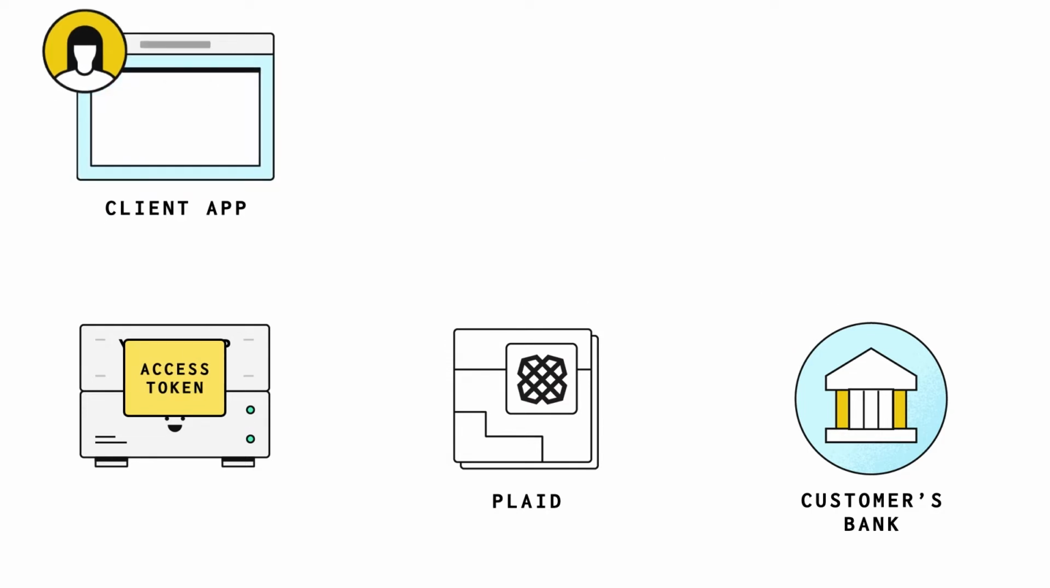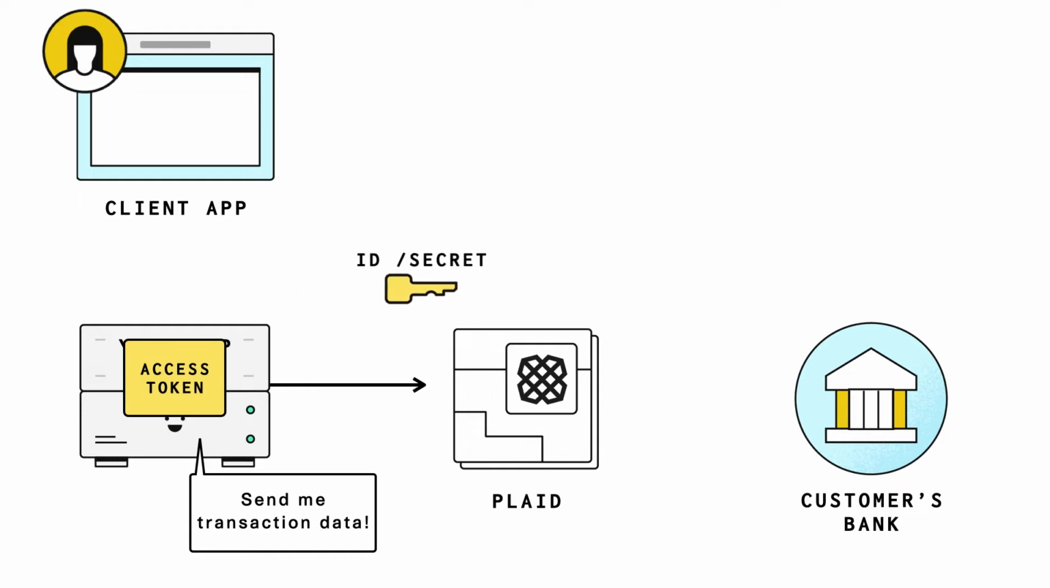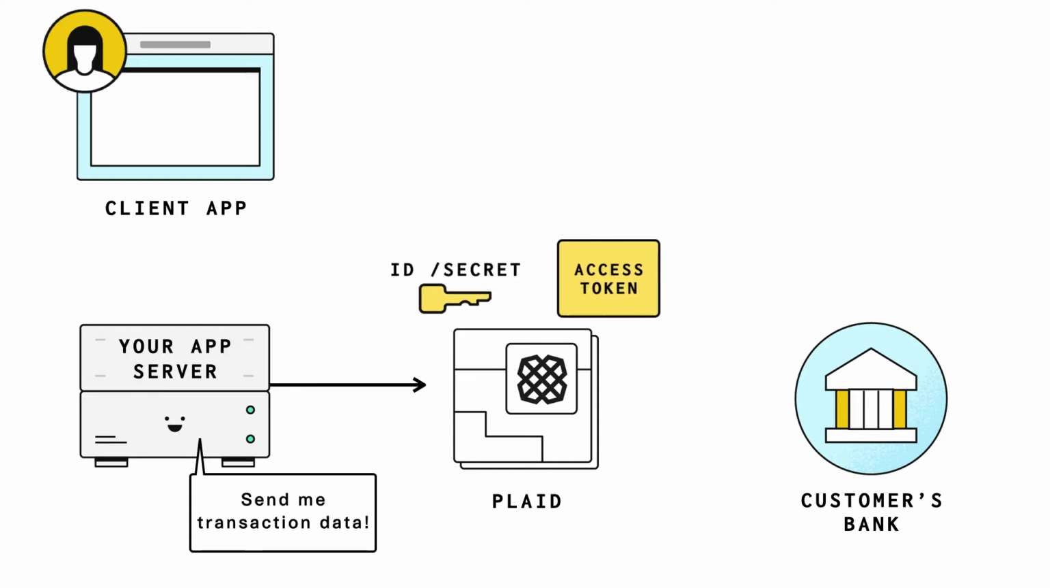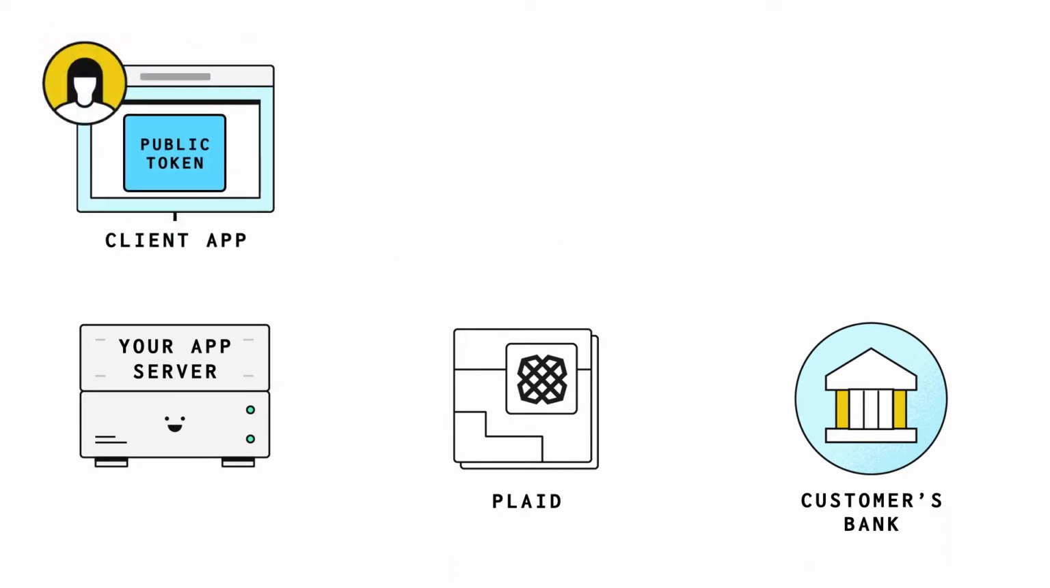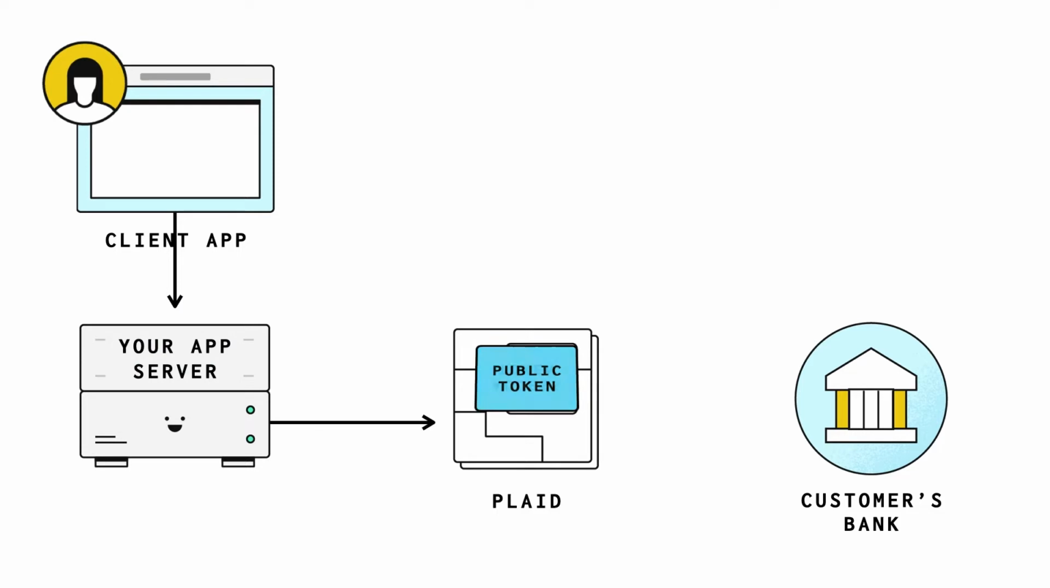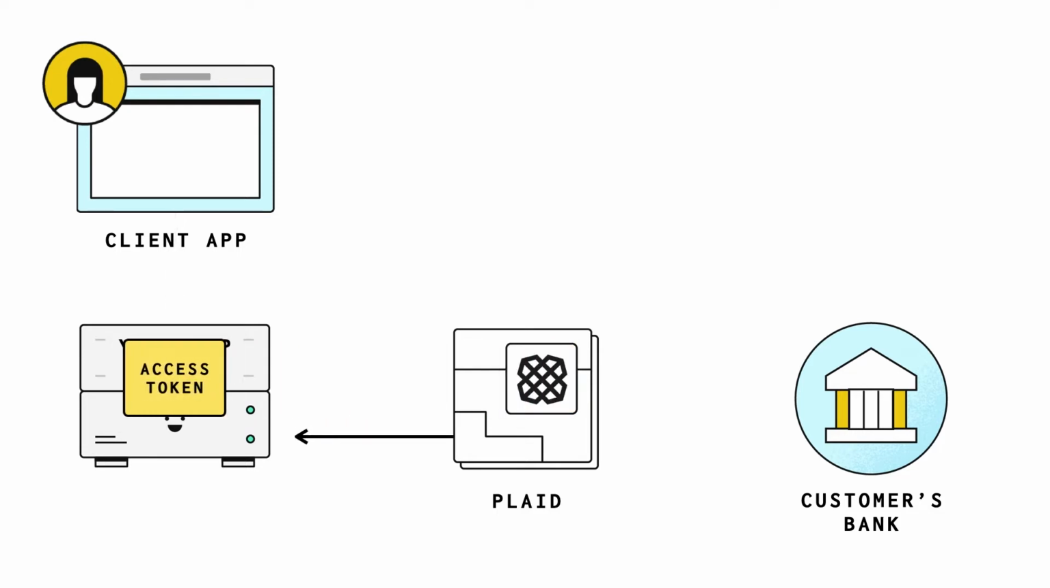Now, this access token stays on your server. It doesn't go back up to the client. And from then on, anytime your server wants to get information from Plaid, it sends across its client ID and secret, along with this access token to indicate which user's item you want to get this information from. So remember that basic flow. You get a public token from the client, exchange it for an access token, and then use that access token to talk to Plaid in the future.